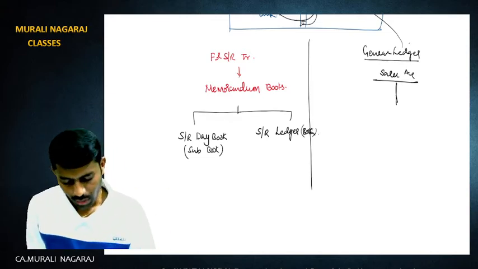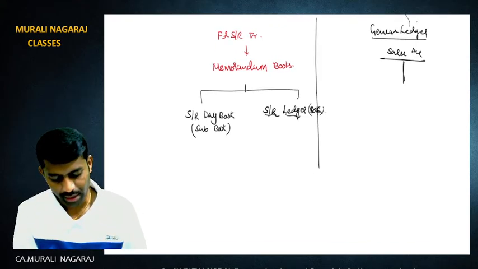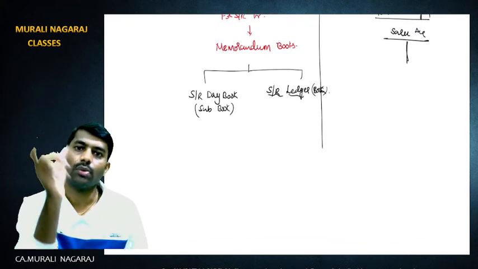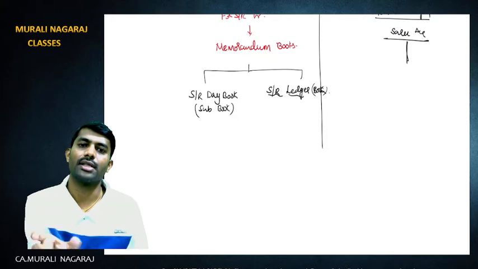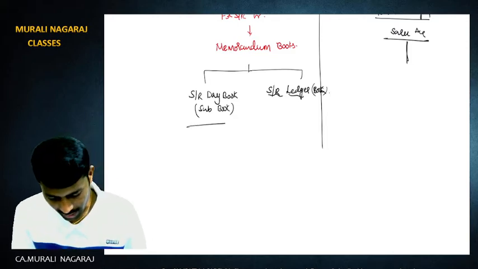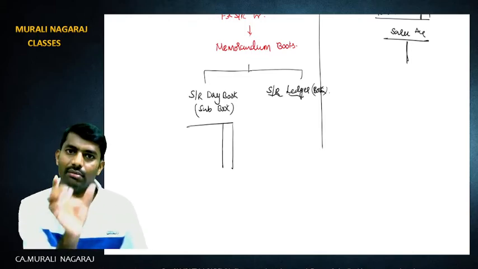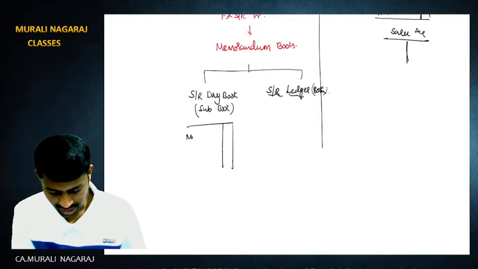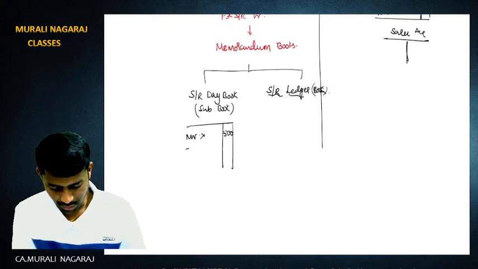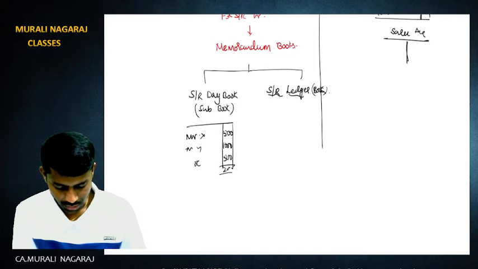Correct? Now, in the sale or return day book, whatever sale or return transactions occurred in that day, we will summarize. The entry and all will not be there, just summarized: to Mr. X 500, to Mr. Y 1000, to Mr. Z 500. In total it is 2000.